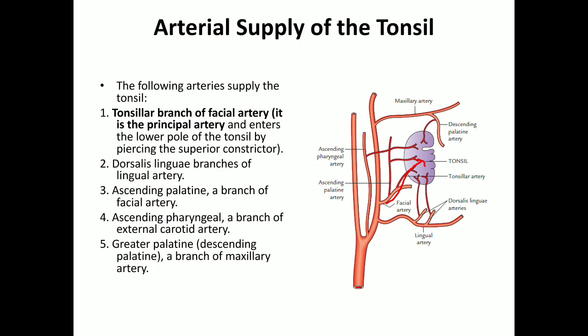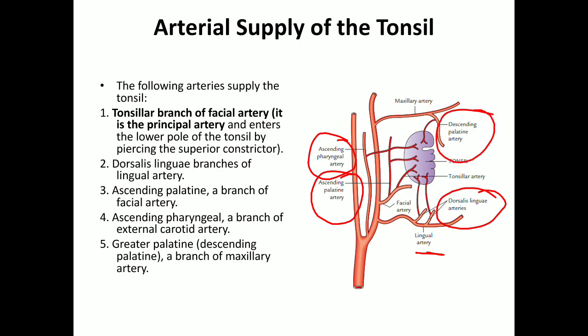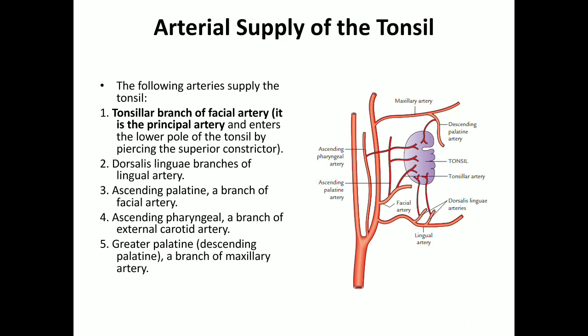And what are the other arteries which are supplying it? This is the dorsal lingual artery, which is the branch of lingual artery. Ascending palatine artery, which is the branch of facial artery. Ascending pharyngeal artery, which is the branch of external carotid, and the descending palatine artery, which is the branch of maxillary artery. So these are the arteries which are supplying the tonsil, but the main artery is the tonsillar branch of facial artery, which is the principal artery of the tonsil.